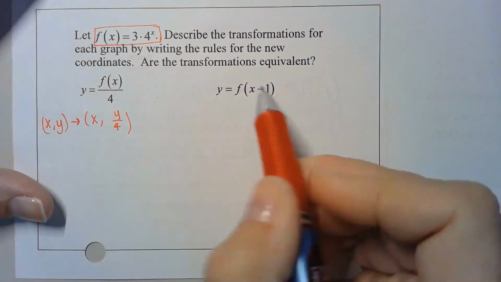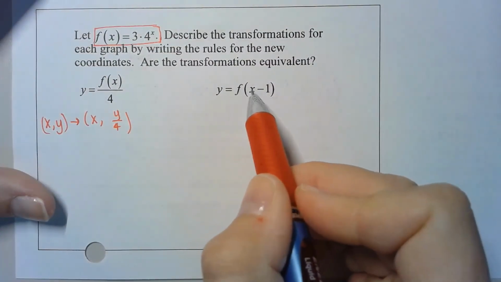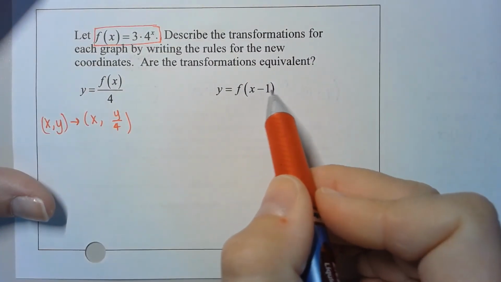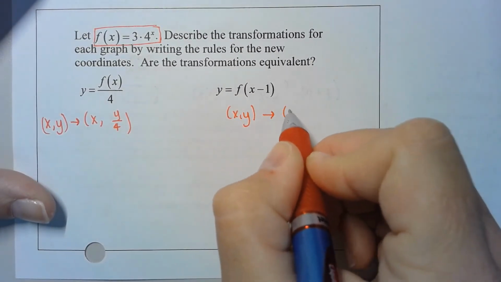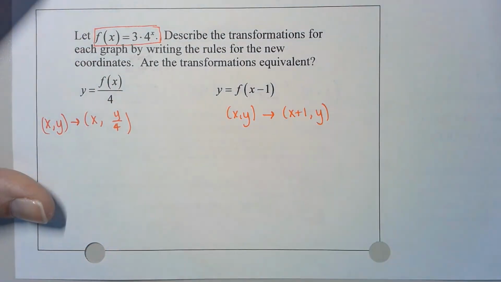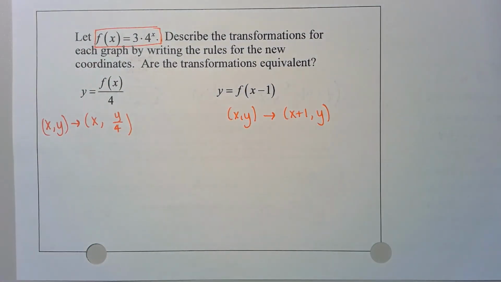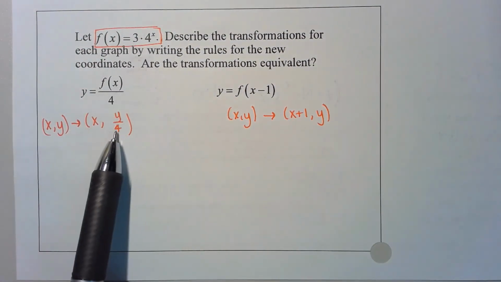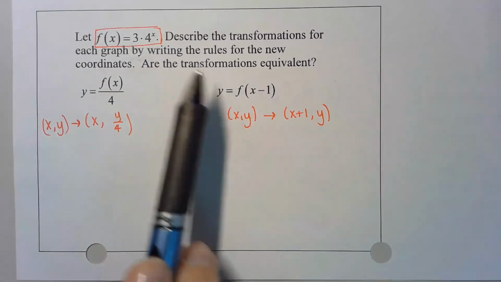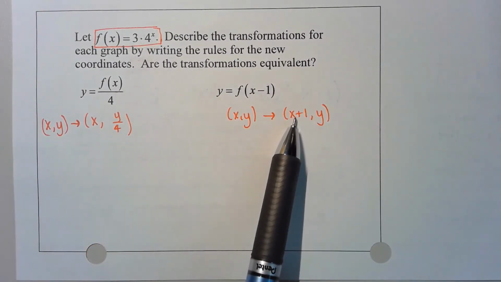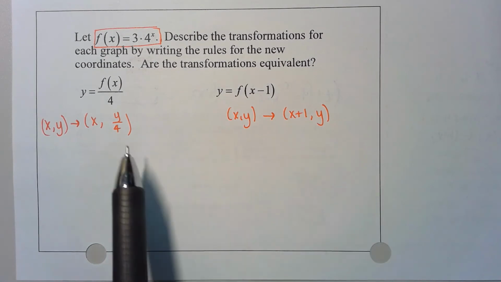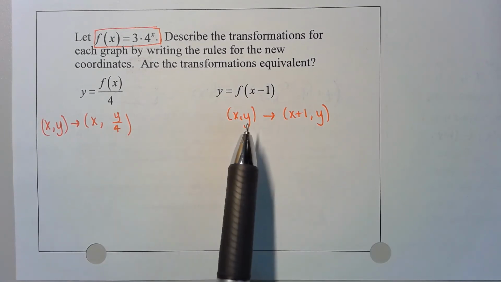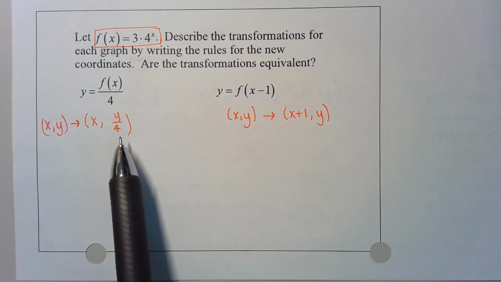Okay. Well, this one says take f of x and turn it into f of x minus 1. Well, the only change there is that we're going to add 1 to the x's. So we're going to take this graph, cut the y's down by 4, or take this graph and add 1 to the x's, move it to the right one. Completely different transformations. Are the transformations equivalent?